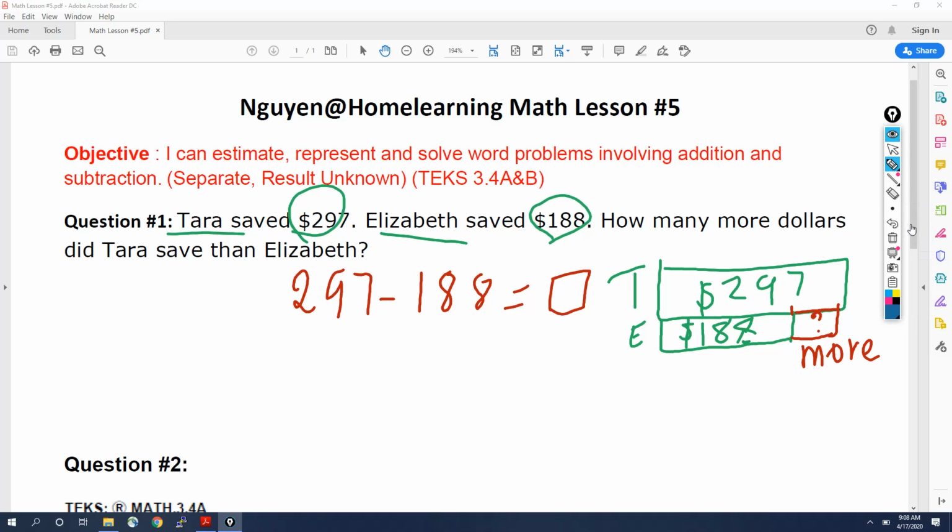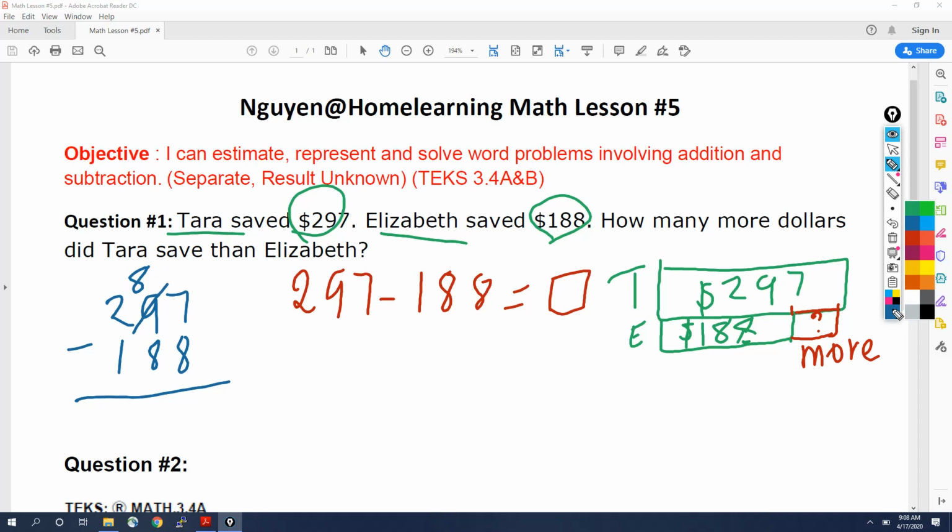Solve the problem on the left. 297 take away 188. 7 cannot take away 8, so we have to regroup from the 10s. 9 tens become 8 tens. Put the 1 on the front. Let me choose a different color so we know. So 17 take away 8 is 9. Now 8 take away 8 is 0. 2 take away 1 is 1. So our answer for this question will be 109.